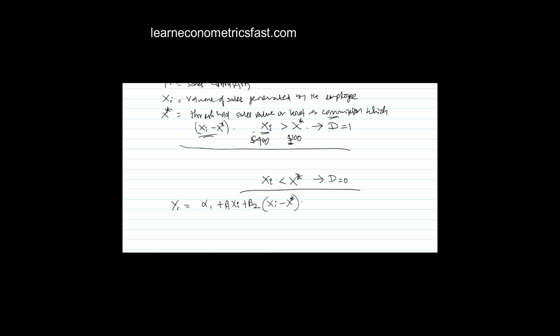Now if someone asks, what is the expected value of your sales given that di equals 0? That means he has not sold anything above the threshold limit. So what is his minimum salary? Given xi and x star, in this case the term becomes 0, because di equals 0, so the whole term will be 0. What are we left with? We are left with alpha 1 plus beta 1 xi.